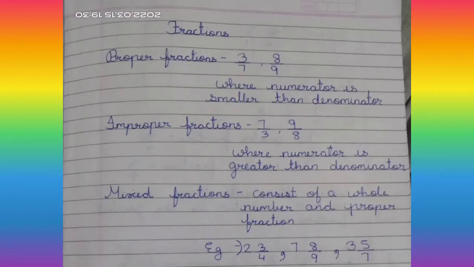Like 2 3 by 4. So there's a whole number 2 and the proper fraction 3 by 4. Then 7 8 by 9. That means there's a whole number 7 and a proper fraction 8 by 9. In the next example, 3 5 by 7, there's a whole number 3 and the proper fraction 5 by 7. So these are proper, improper and mixed fractions.